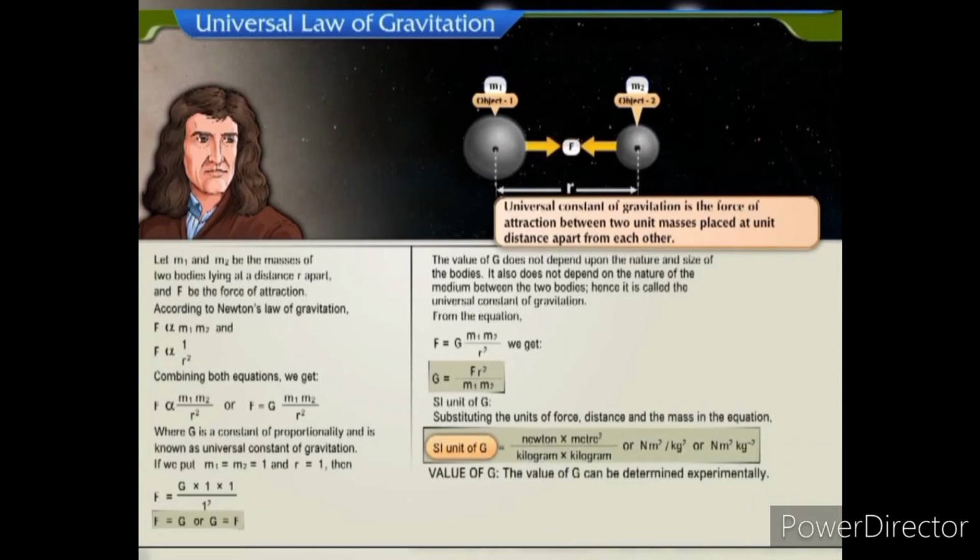Value of G. The value of G can be determined experimentally. It is found to be G is equal to 6.673 into 10 raised to minus 11 Newton meter square kilogram raised to minus 2 in SI unit, or G is equal to 6.67 into 10 raised to minus 8 centimeter square gram raised to minus 2 in CGS system.